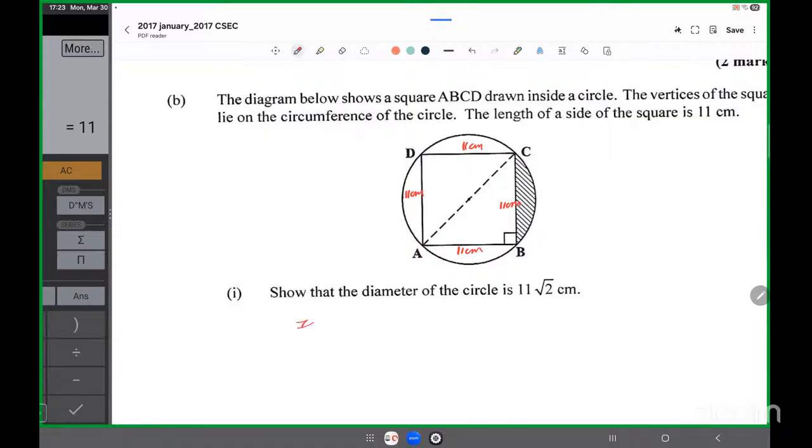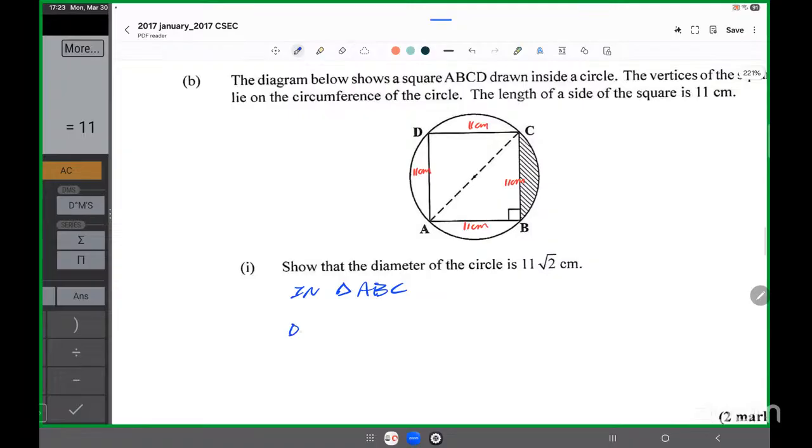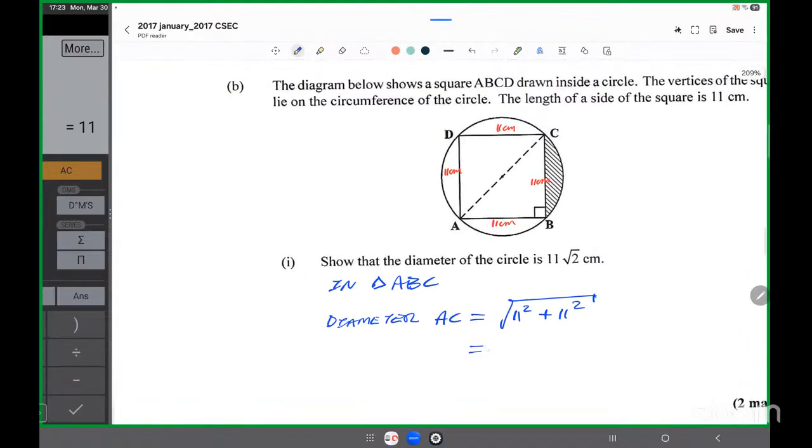So in triangle ABC, it's a right angle triangle. The diameter is AC. AC becomes equal to the square root of 11 squared plus 11 squared, the square root of this side squared plus this side squared. Understand that? 11 squared plus 11 squared, so it becomes the square root of 2 times 11 squared.